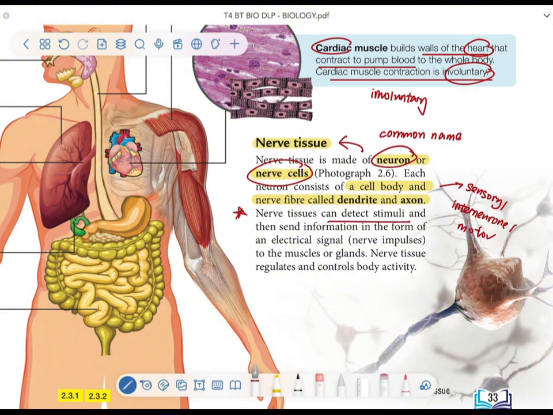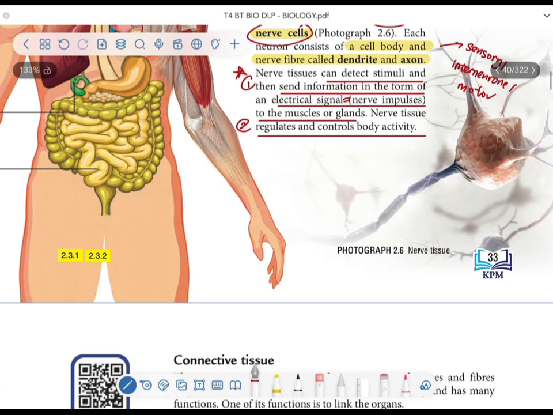Nerve cells can detect the stimulus and then send the information in the form of electrical signals, which we usually call nerve impulses, to the muscles or glands. It also regulates and controls the body activity. So there are two functions for nerve tissue. The first one is to detect stimuli and send the information in the form of electrical signals, which we usually name nerve impulses, to the muscles or glands. And the second function for nerve tissue is to regulate and control the body activities.